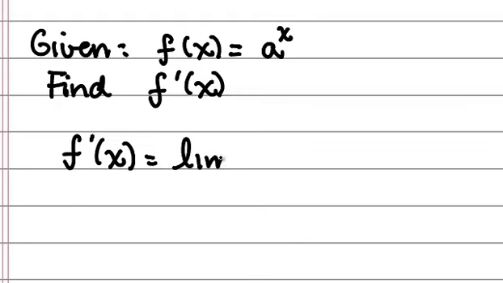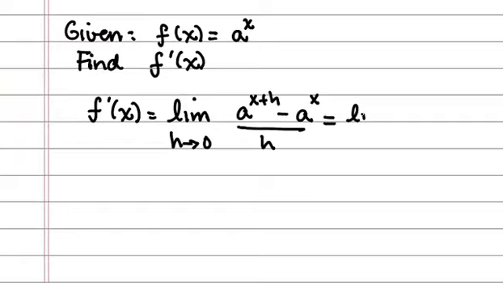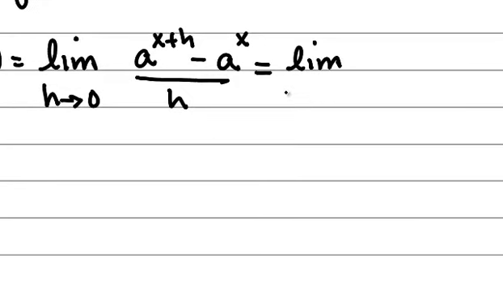So f prime of x is equal to the limit as h approaches 0 of a to the x plus h minus a to the x all over h. Using a little bit of algebra knowledge, we can rewrite that as the limit as h approaches 0 of a to the x power times a to the h power minus a to the x power all over h.